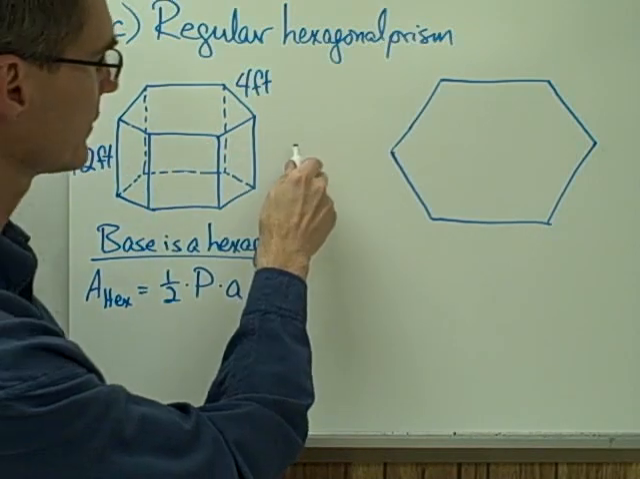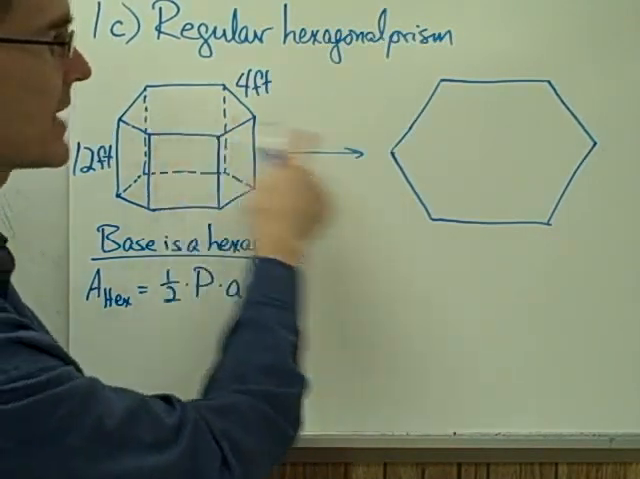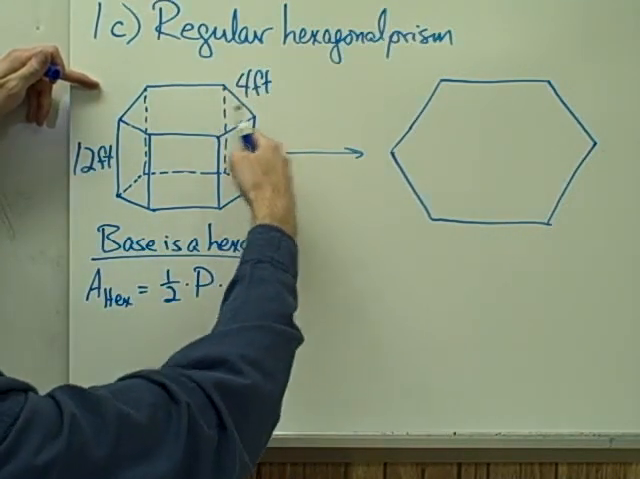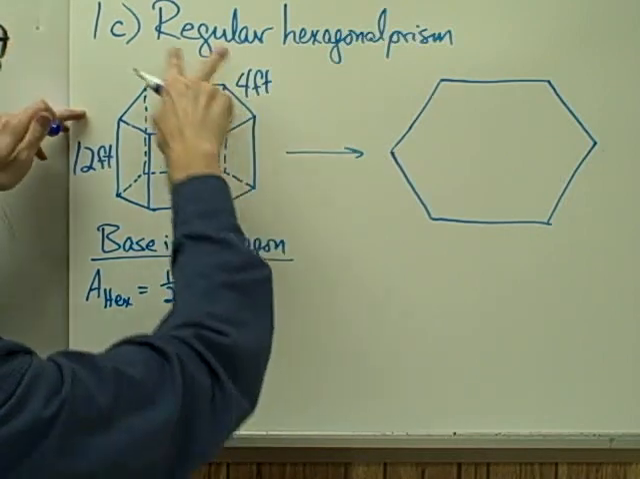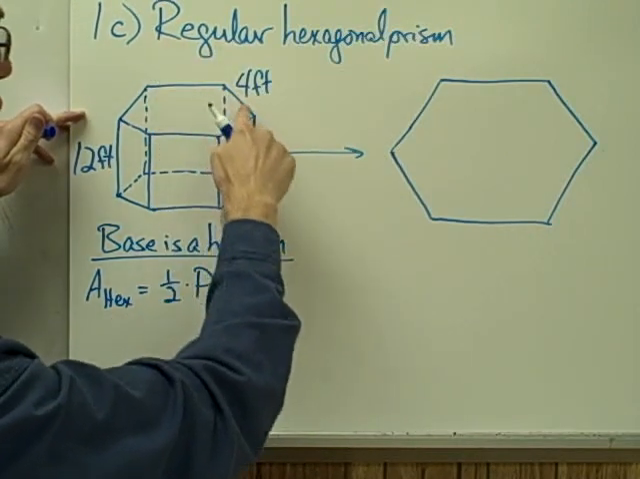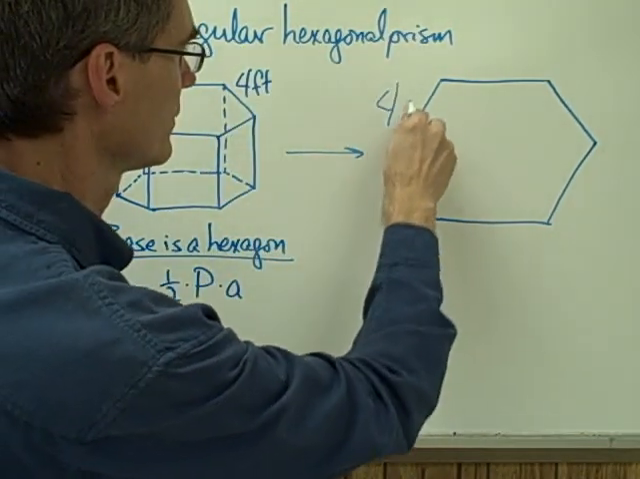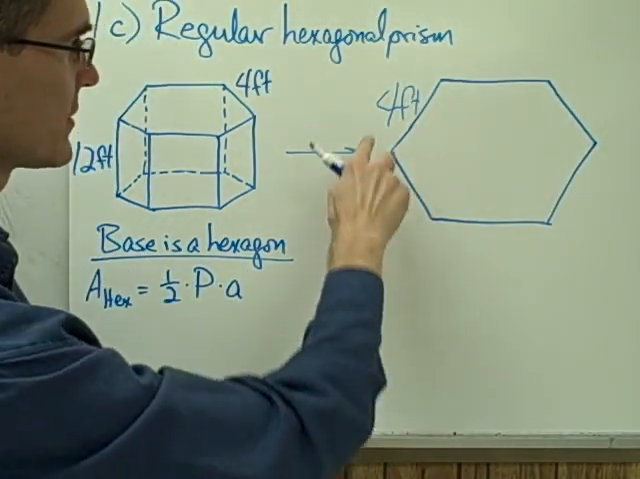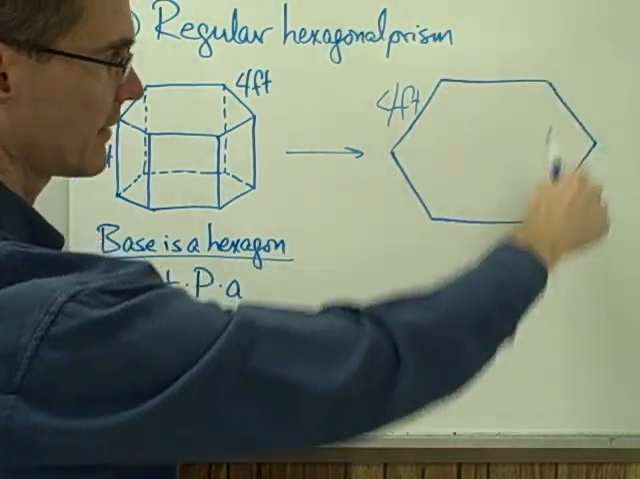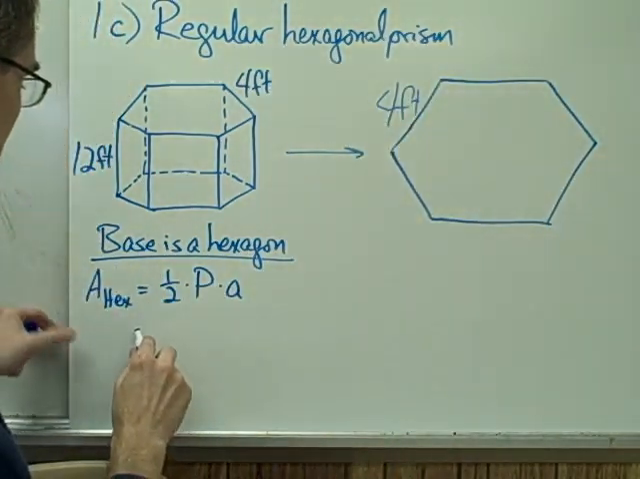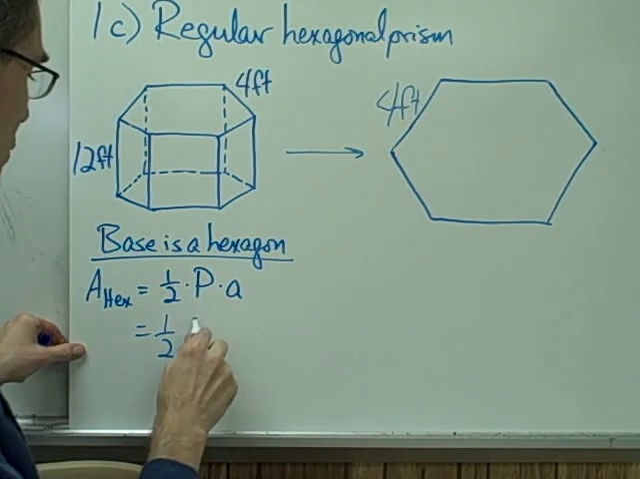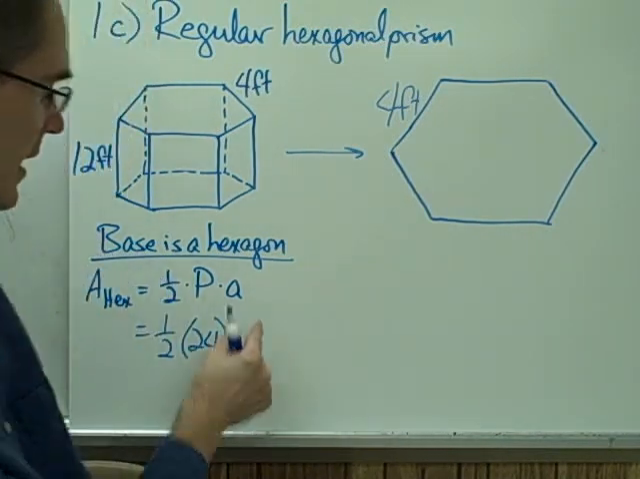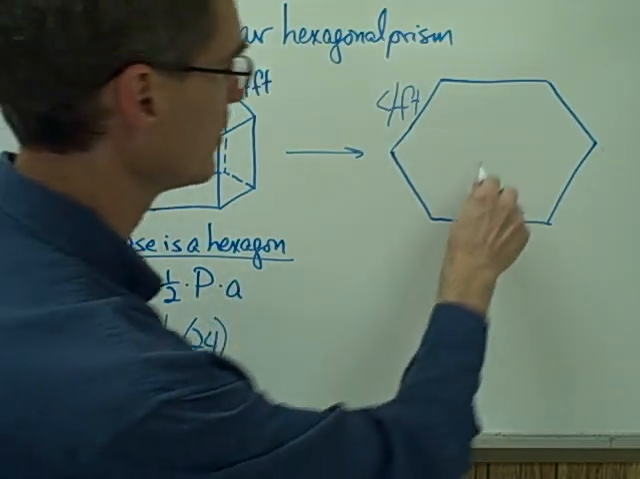Let me break out my hexagon shape over here. According to my diagram, each one of the sides of my hexagon, remember it's a regular hexagon, is 4 feet. So I know the length of each one of the sides. One side is 4 feet. I've got 6 sides, so 6 times 4 is 24. So right away I know what my perimeter is. Now I just have to calculate the apothem.